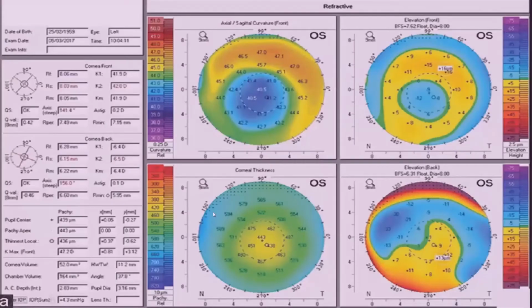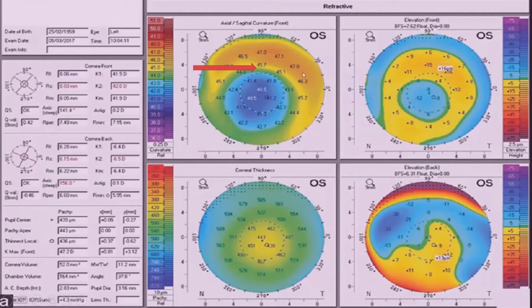So we come to this example. We can see, by looking at the anterior sagittal map, that the circular ablation area is almost at the edge of the pupil. The pupil is the dotted circle. So I think this is more than 2 millimeters of decentration from the pupil margin.